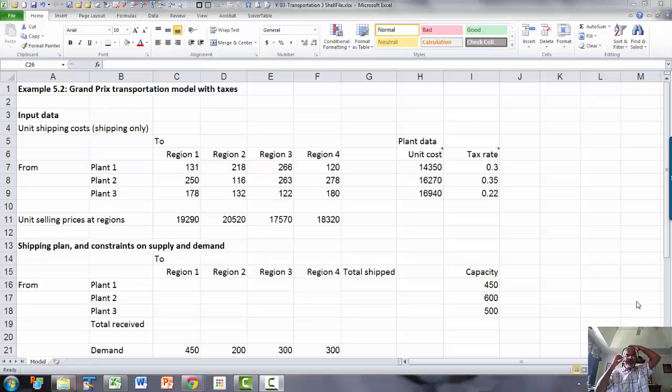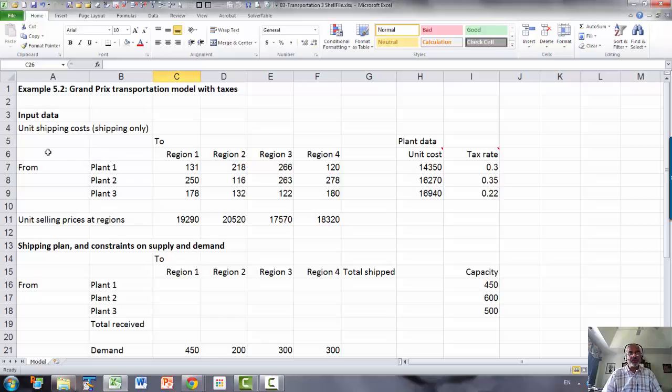Now we have the same transportation problem, but we're going to add an additional layer of complexity. Instead of simply the cost of transportation, we have the selling price, production cost, and the tax rate where the automobile gets produced, and we want to maximize after-tax profit.